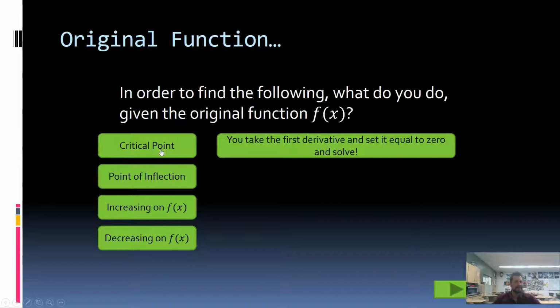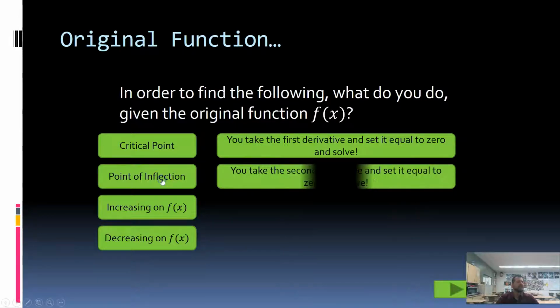This is if you have a function: you take the first derivative, you set it equal to 0, and you solve it. If you want to know where a point of inflection is, you take the second derivative, and you set that equal to 0, and you solve it. So again, not the first derivative, but the second derivative, you set it equal to 0, and you solve it.